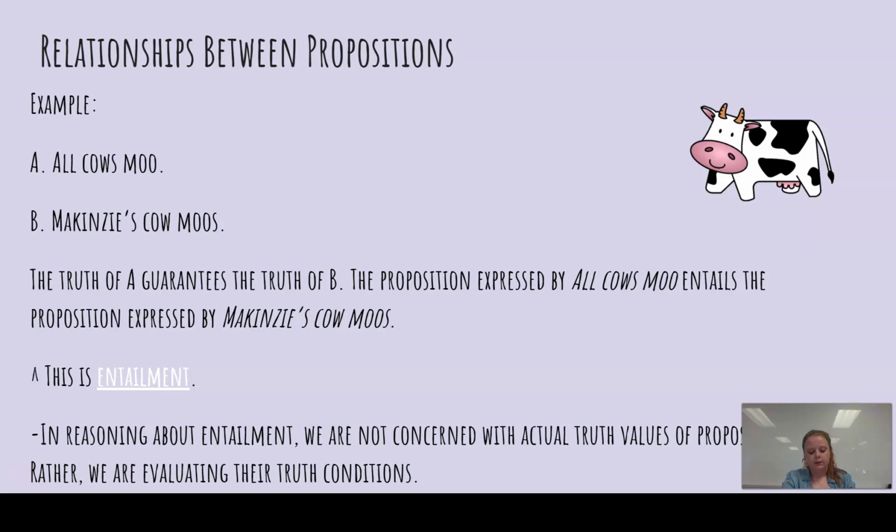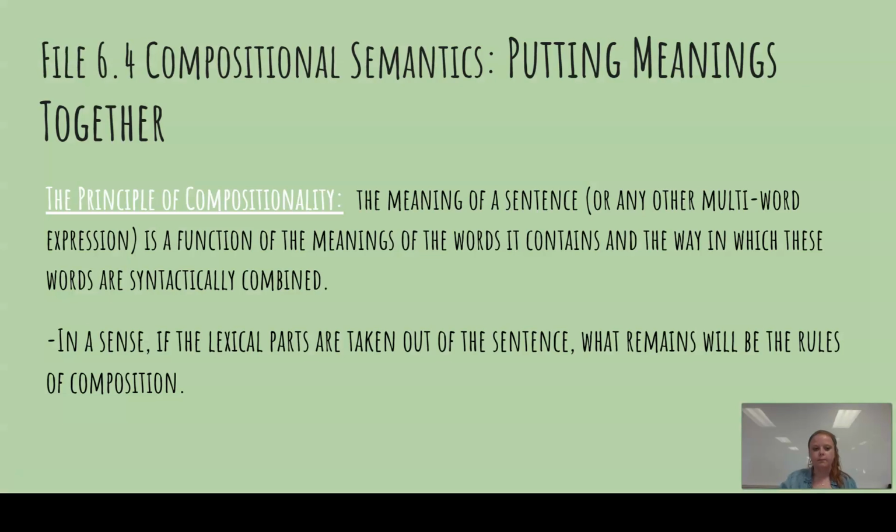Relationships between propositions. So A, for example, all cows moo. B, Mackenzie's cow moos. The truth of A guarantees the truth of B. The proposition expressed by "all cows moo" entails the proposition expressed by "Mackenzie's cow moos." This is called entailment. In reasoning about entailment, we are not concerned with actual truth values of propositions. Rather, we are evaluating their truth conditions.